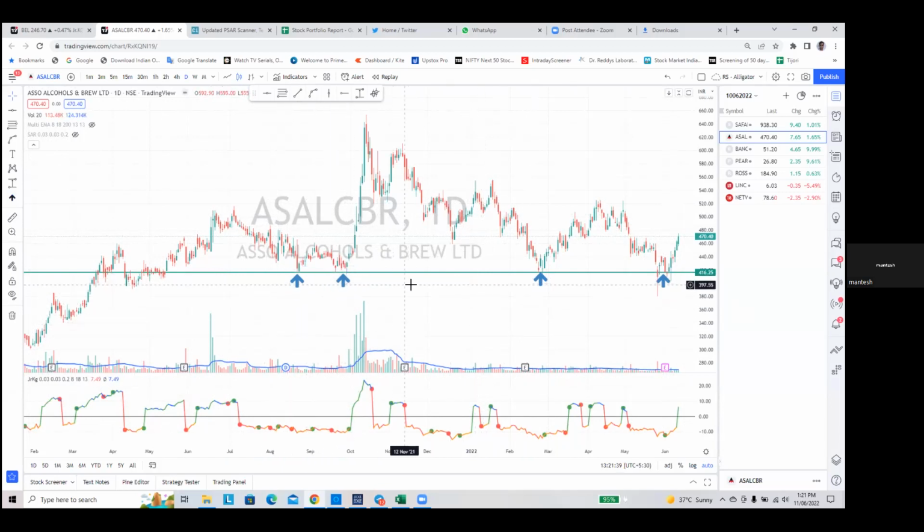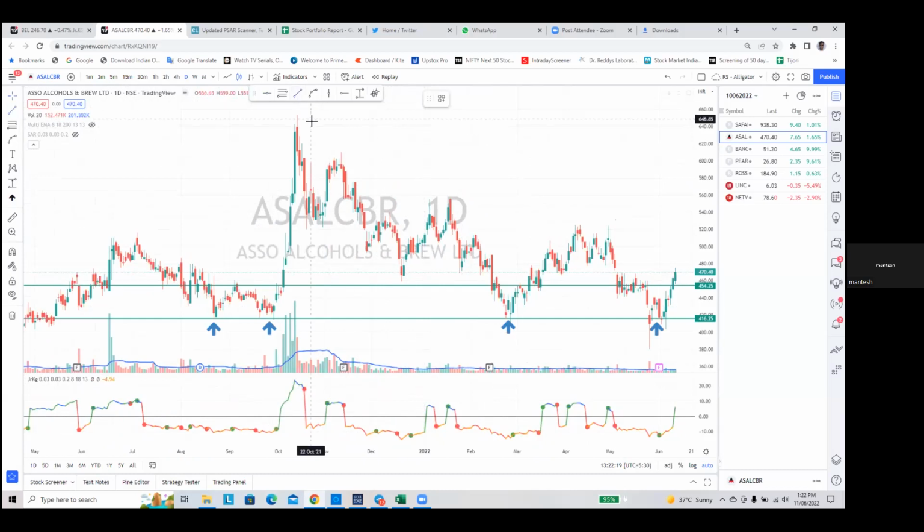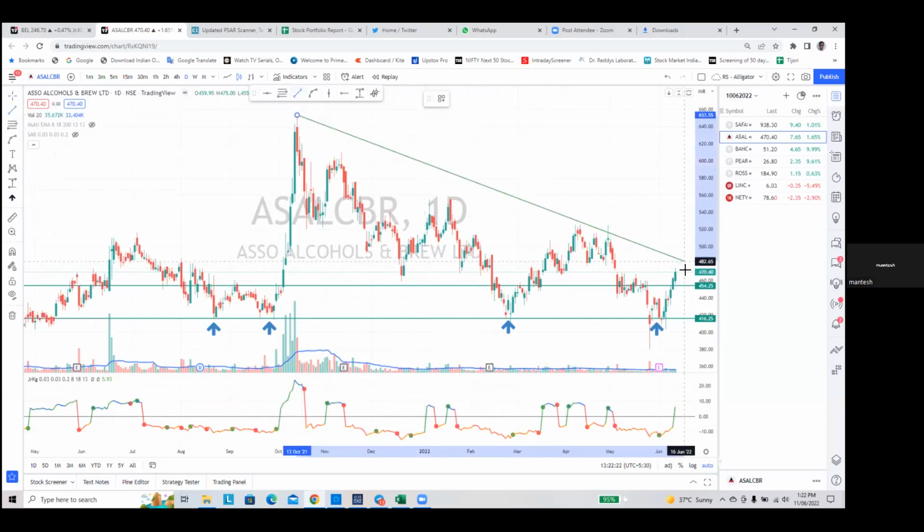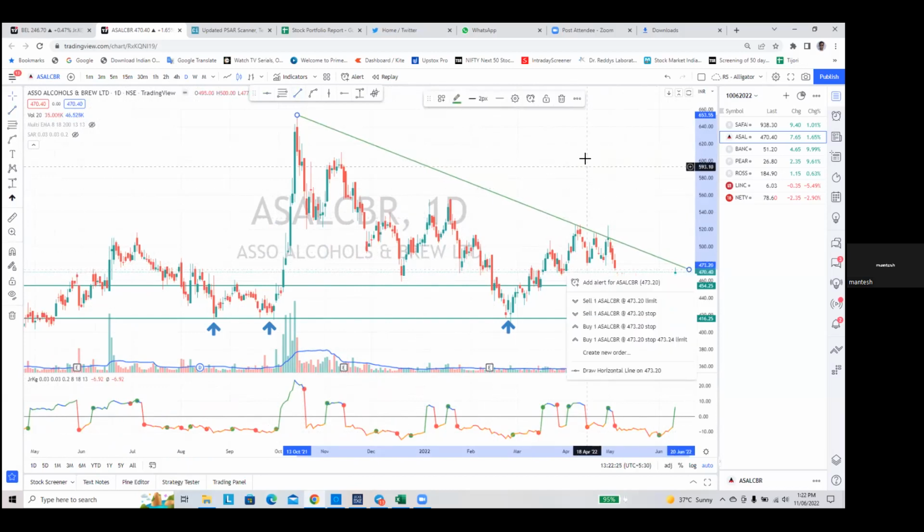So four times it took a strong support at this level, which is around 414, 415, 416. It is very clearly evident that this level is a good support, and whenever the price comes to this level, people start buying in this stock. And if you see, this is a zone where the stock consolidates and then it rallies, it goes up. Other than that, you can draw this kind of angular trend line here.